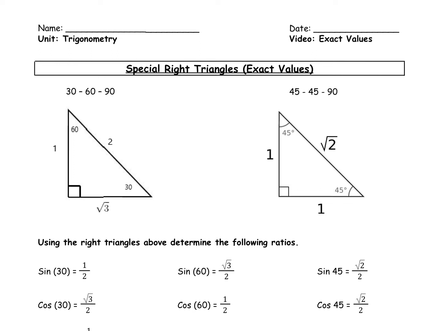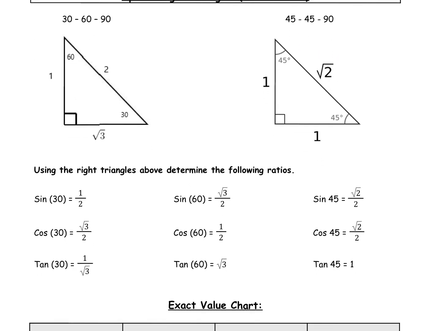Hi, everyone. In today's lesson, we're going to talk more about positive acute angles, but this time we're going to talk about how to find their exact values. So here are two variations of the special right triangles that you learned in geometry. You learned a 30, 60, 90 and a 45, 45, 90. And what these triangles give us are values of sine, cosine, and tangent of 30, 45, and 60 degrees.